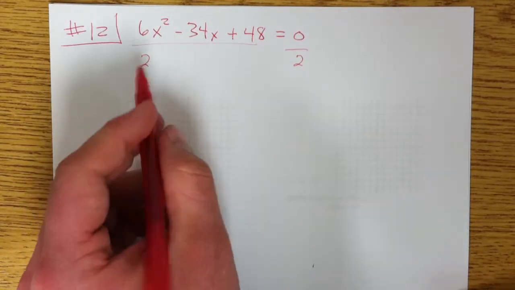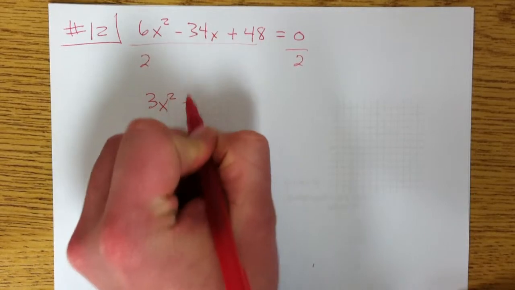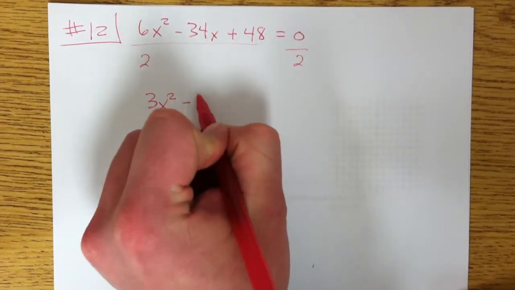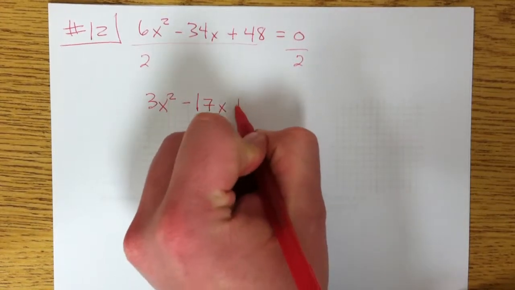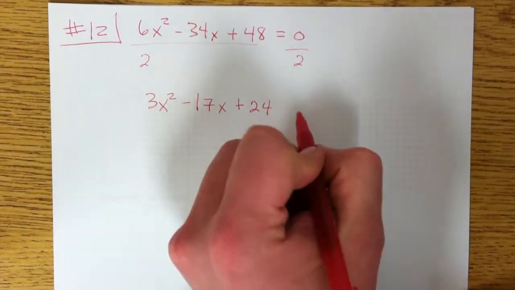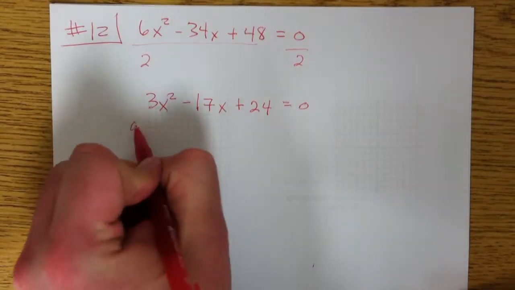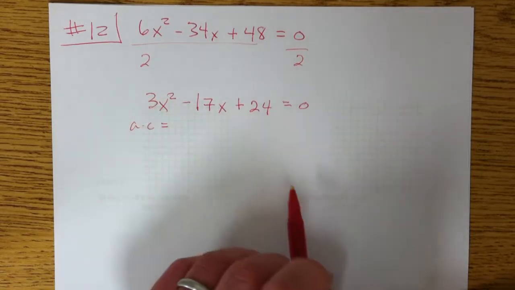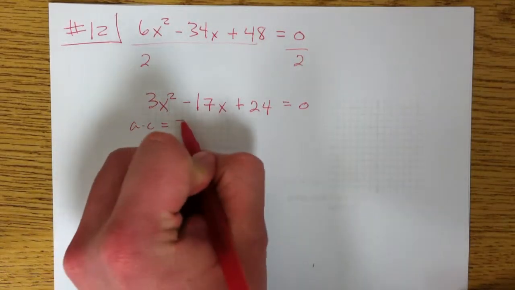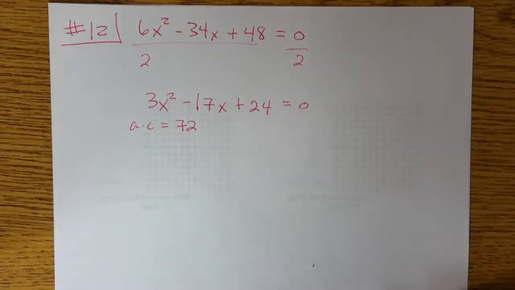And when I do that, 6x squared divided by 2 is 3x squared. Negative 34 divided by 2 is negative 17x. And then 48 divided by 2 is 24. Okay? All that's still going to be equal to 0. So a times c, just like we normally do, you're taking 3 and multiplying that by 24. And if I know my math correctly, that should be 72.